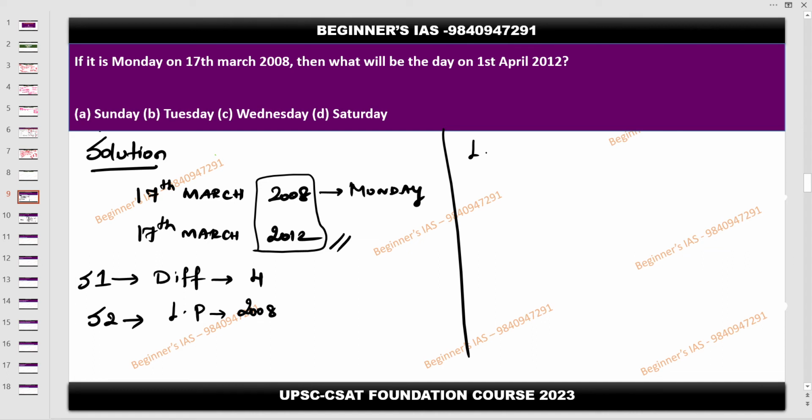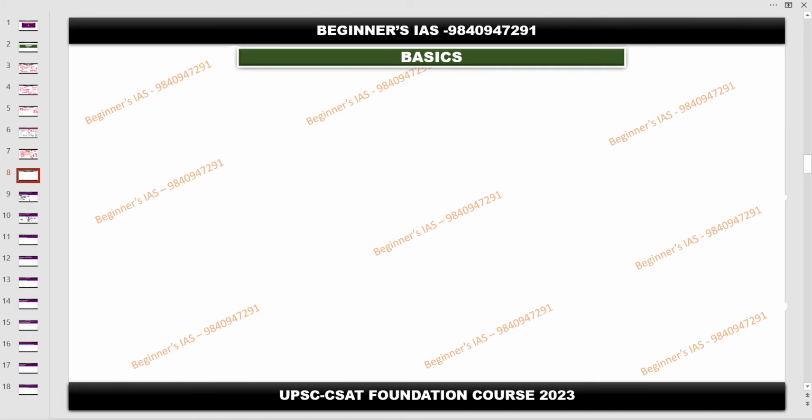From 17th March 2008, the February leap year is counted. Then 2012 is a leap year, and at the moment, one leap year is there. That's 2012, and the leap year continues.